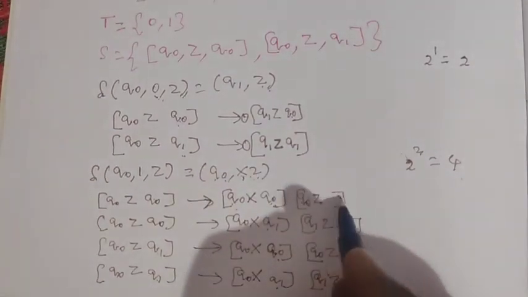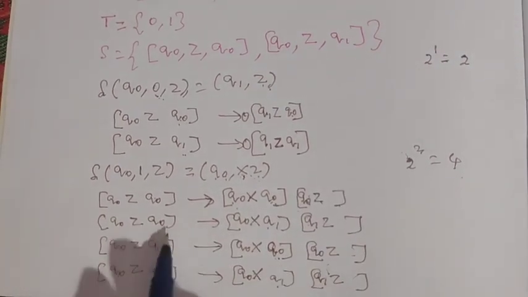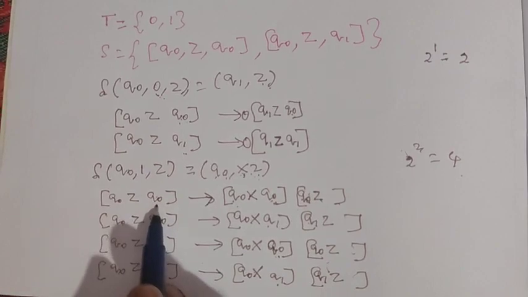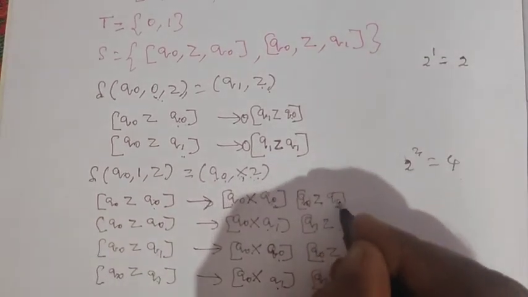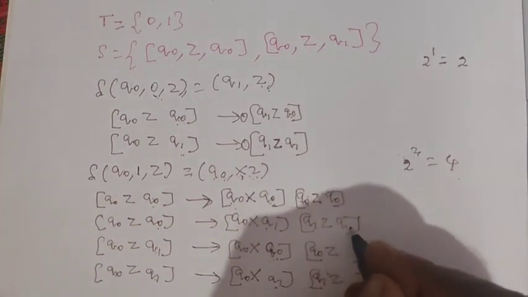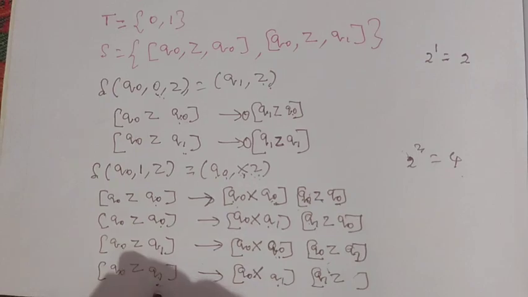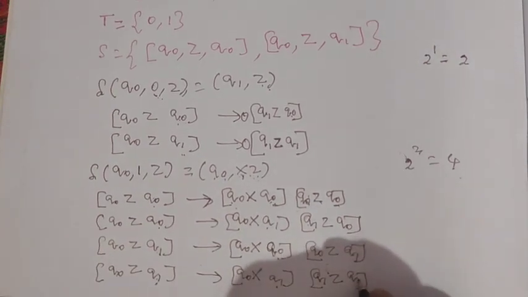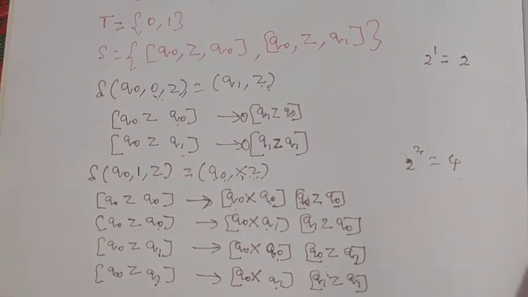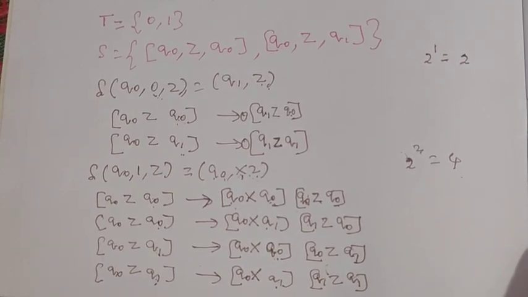Now how to fill the second parameter, the remaining column? What you have to do is exactly replicate this. Take this Q0, write it here, then take this Q0, write it here, then take this Q1, write it here, and take this Q1, write it here. Now this is the production rule for the second transition function.